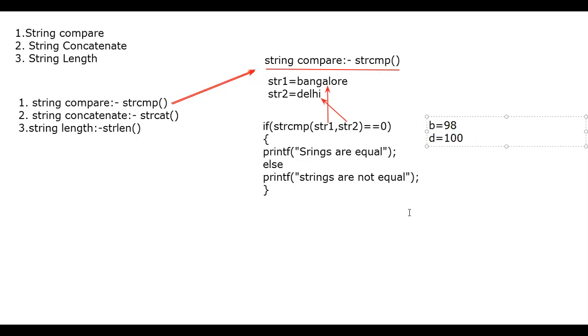When you take 98 and 100, 98 minus 100 gives minus 2. In that case it is not equal to 0, so the string library function does not return 0. So it goes to the else part: strings are not equal. Okay, if I take one more example, the same example, go for it.